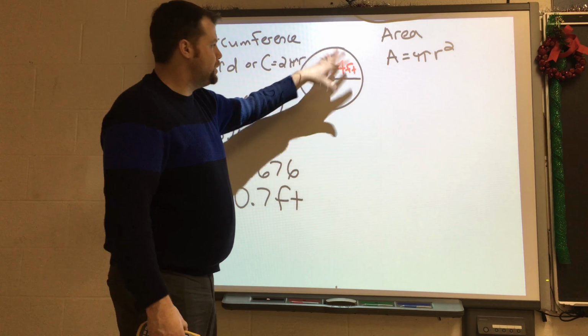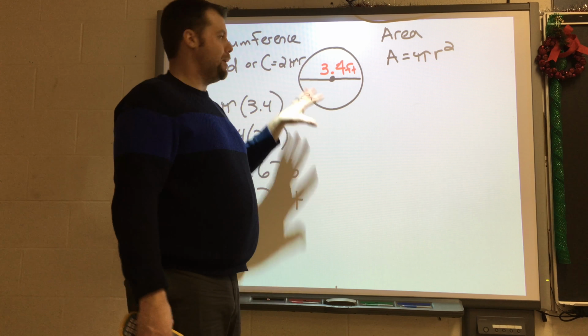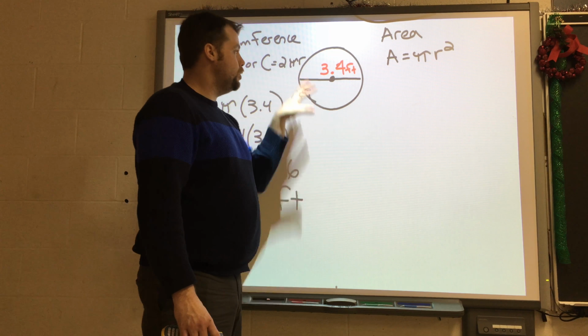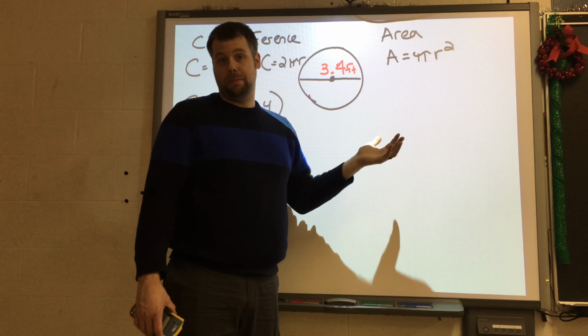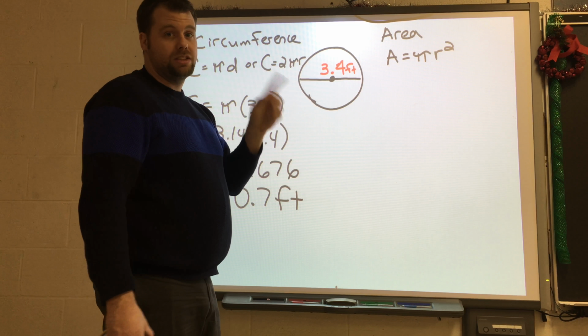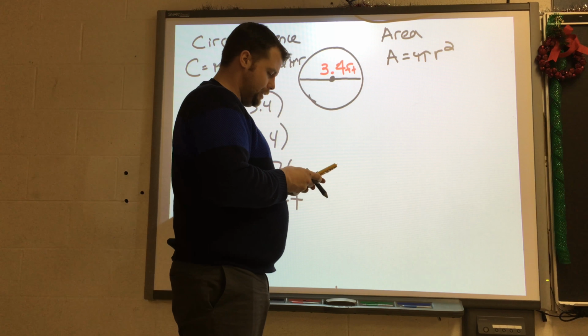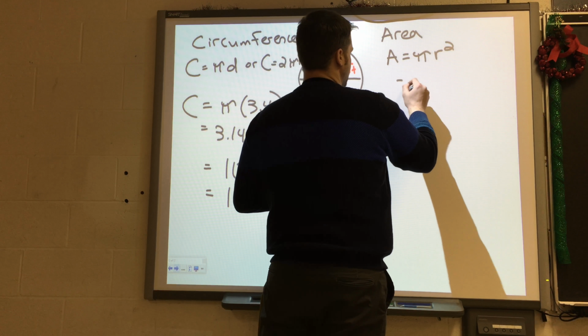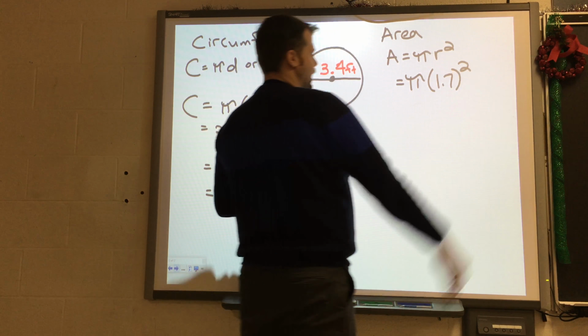Okay, area. Area measures how much space it takes up. So let's say I'm drawing a circle on a wall and I want to paint the inside. I need to know the area of that circle to figure out how much paint to buy. Area is equal to pi times the radius squared. My radius here will be 3.4 divided by 2, which is 1.7. So I'll plug in 1.7 for my radius.